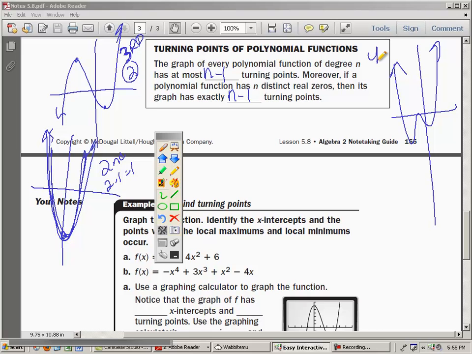What about this fourth degree polynomial over here? Well, it has at most 3 turning points. So it's going to turn there once, twice, 3 times, and then right on back up that direction, okay?